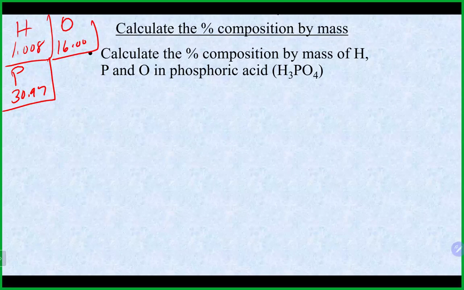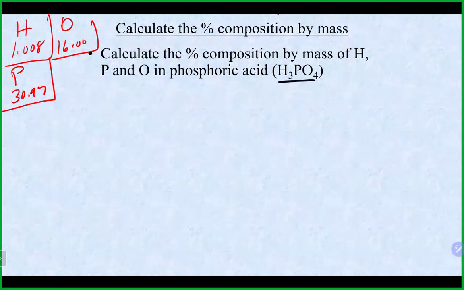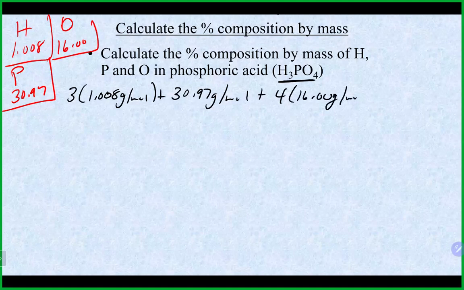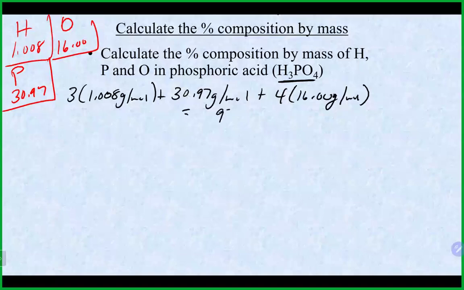So the first thing we really need to do is get the molar mass of our compound here. In this case, there are 3 hydrogens from the periodic table, 1.008 for the hydrogens. There's 1 phosphorus at 30.97, and there are 4 oxygens, each at 16. Again, molar mass from the periodic table, where we grab all that. That adds up to about 97.99 grams per mole.